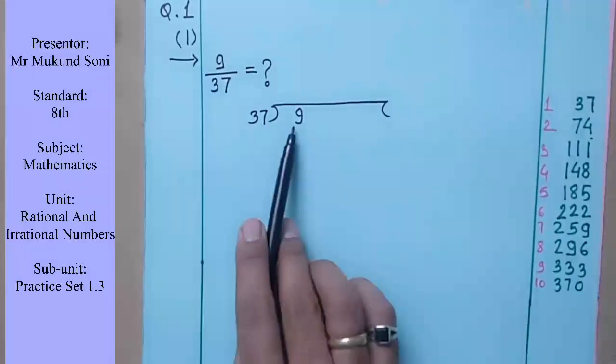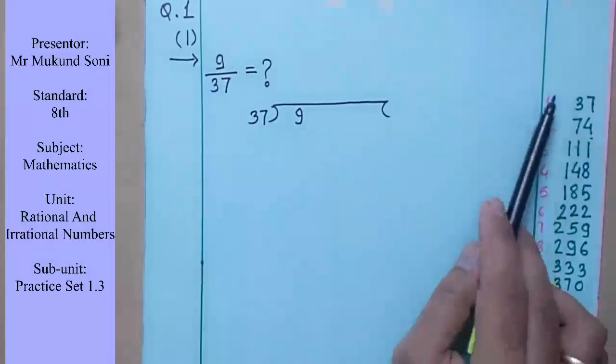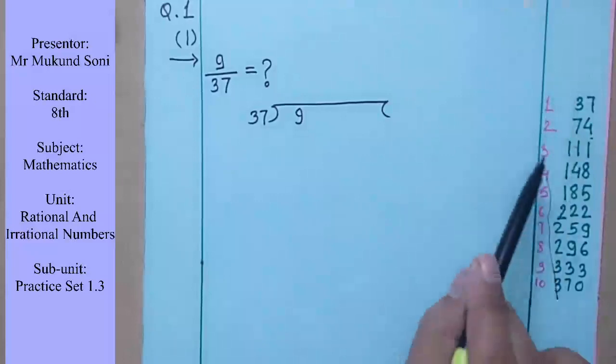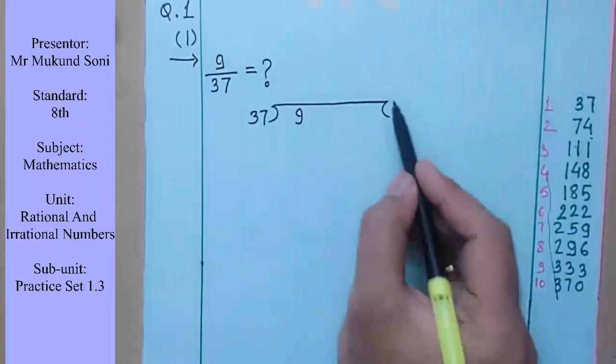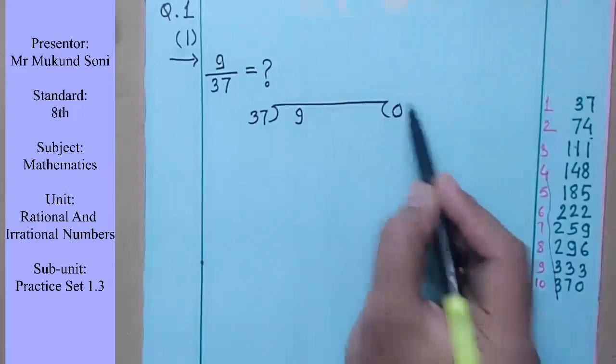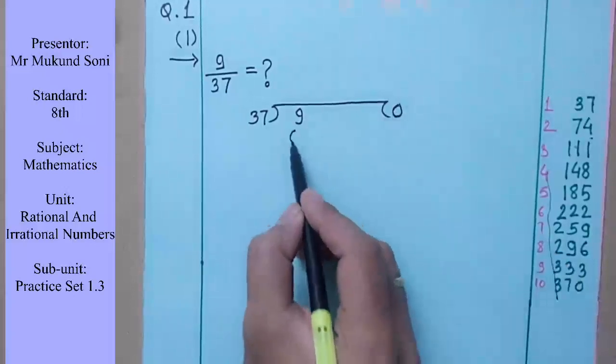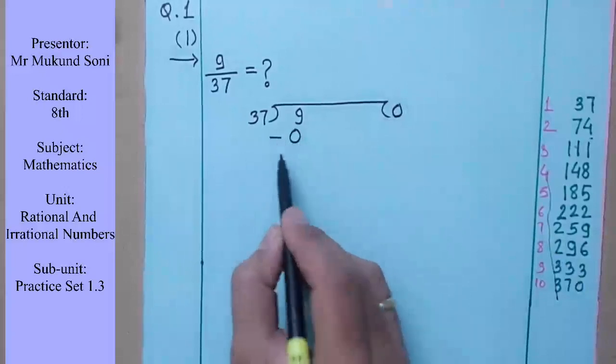As we can see, 9 is not available in the table of 37. Then what we are going to do is take a 0 as a quotient, and 0 will be subtracted from 9.